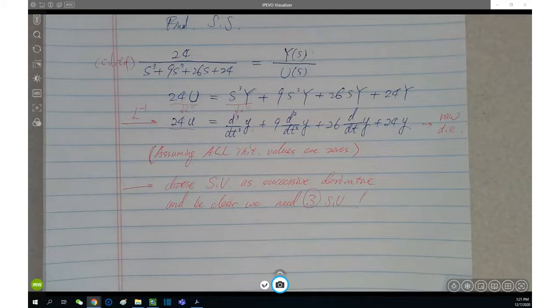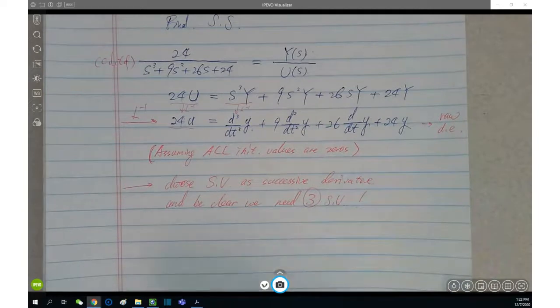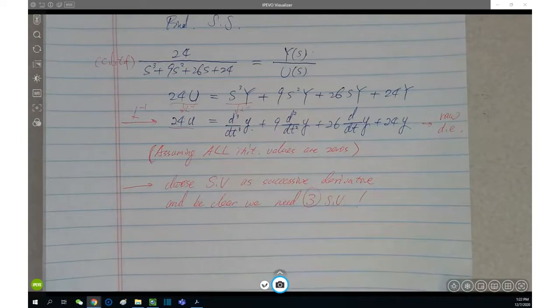Remember, this is a very important thing. At the beginning, no one can tell you how many you need. You need to tell yourself the number of state variables, and therefore you know how many state equations you're going to write. This is very, very important. It's all up to the system order, the highest order of derivative, which is 3. That's why you need 3 state variables and therefore 3 state equations.